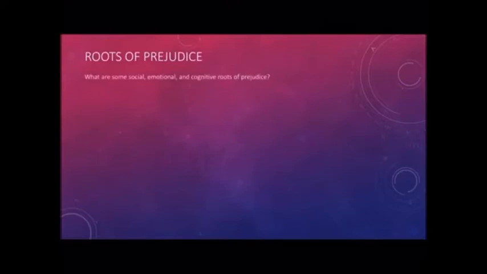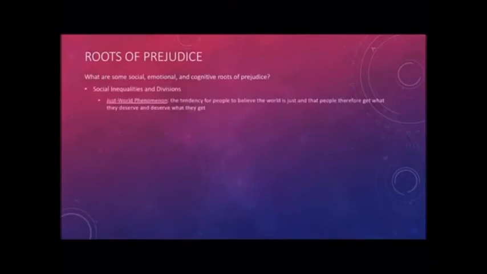Okay, some more roots of prejudice. Social inequalities and divisions. So there's something called the just world phenomenon, and this is the idea that people believe the world is just and they get what they deserve and deserve what they get. And so this can lead you to make the fundamental attribution error. Let's think about it. If you think that the world is just, people get what they deserve and deserve what they get, then you must think that a homeless person is the cause of their homelessness, right? They aren't working hard enough.